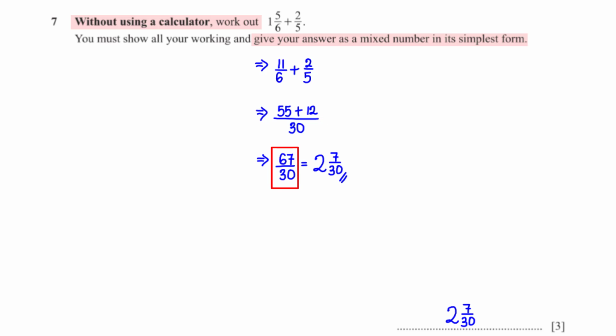67/30 is an improper fraction, so we need to convert it into a mixed fraction. 30 goes into 67 2 times with a remainder of 7, which we divide by 30, and so we have 2 7/30.